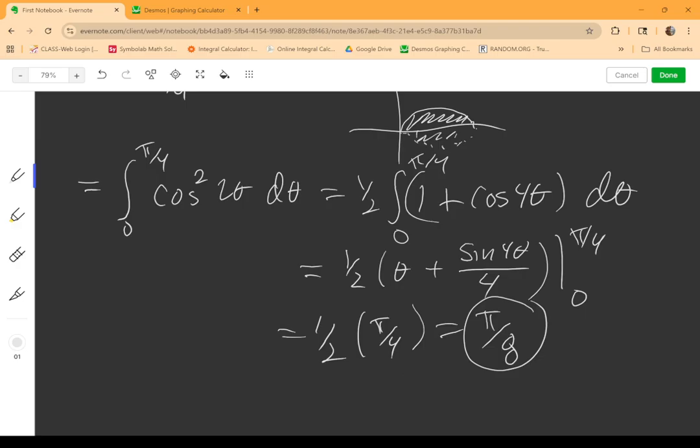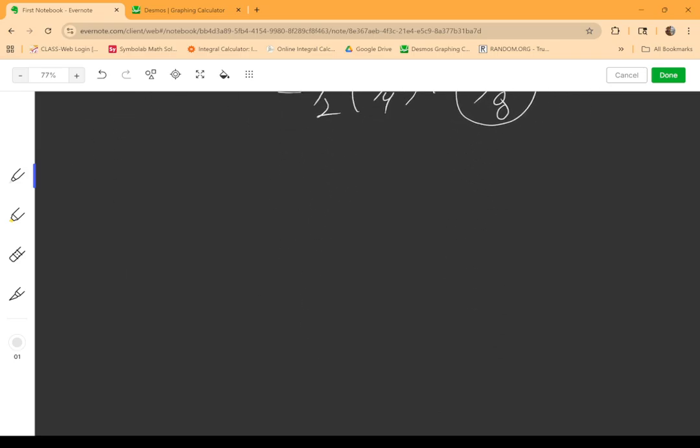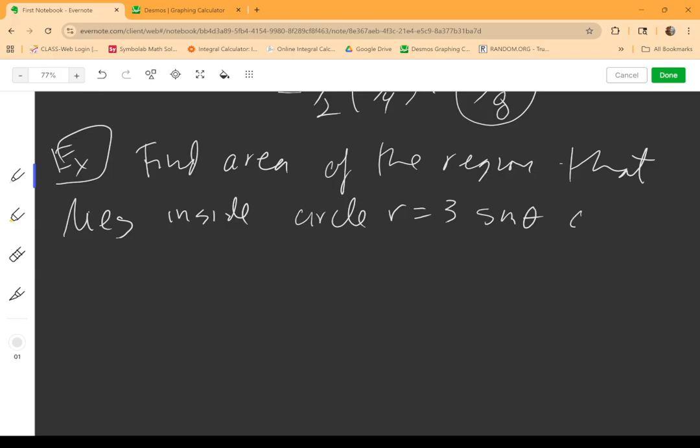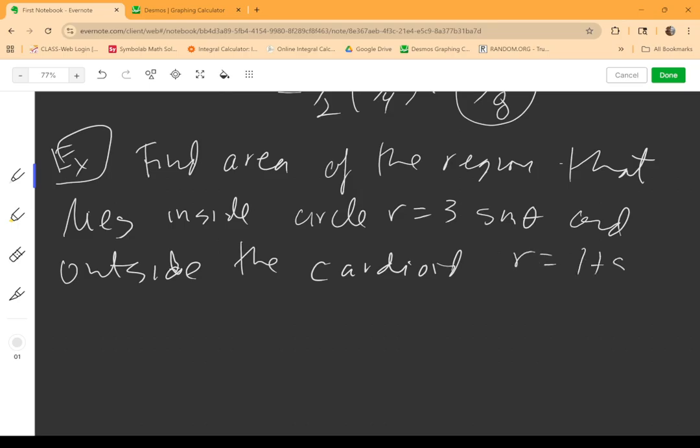Let's do one more example here. For this example, I want to find the area of the region that lies inside the circle r equals 3 sine theta and outside the cardioid r equals 1 plus sine theta.